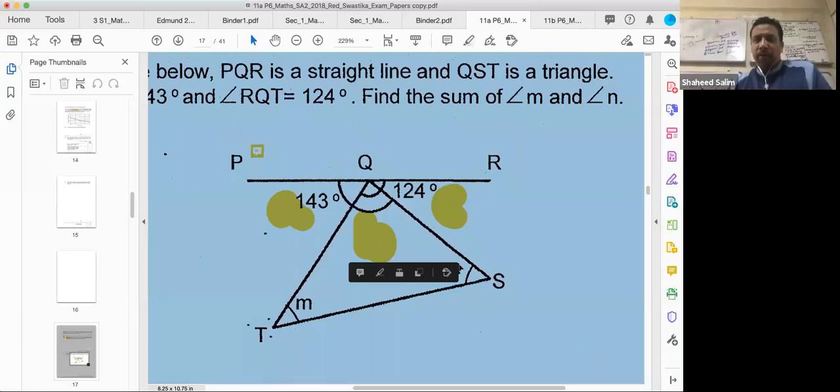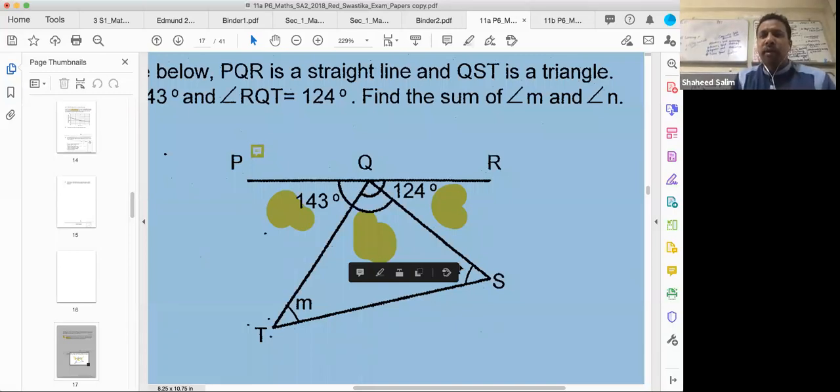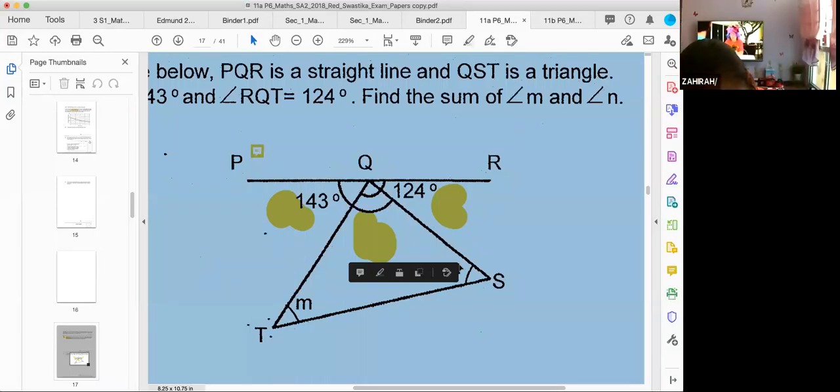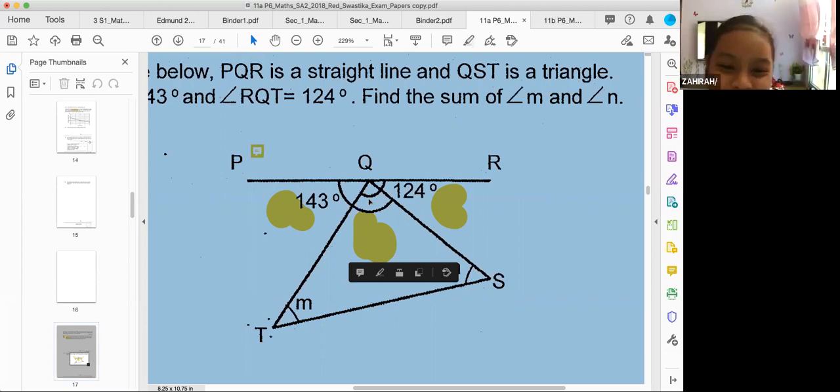So far, I'll ask one by one. Do you understand this method, Shafiqah? Or don't understand? Okay, what is your way, Zahira? You tell me what's your way. I take 180 minus 143 equals 37. Then 124 minus 37 equals 87. And then 87 is for here, right? Correct. 180 minus 87, I get 93.